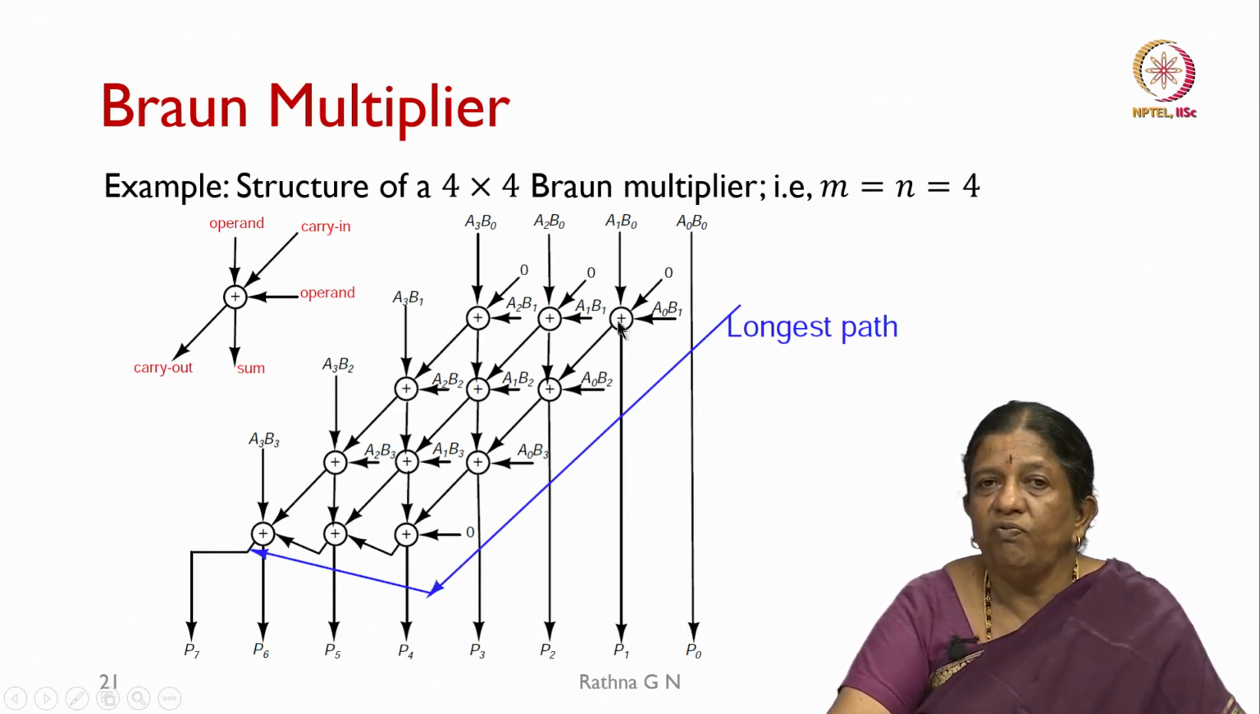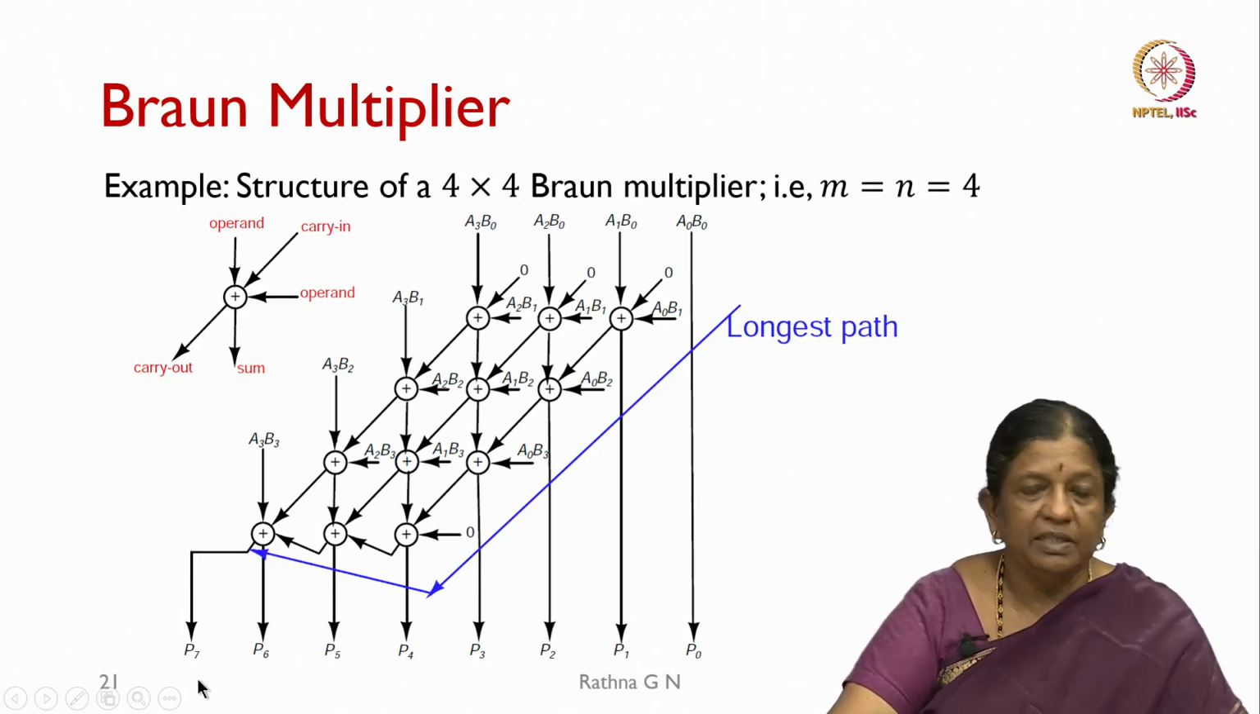After that, we do the addition, which follows with these numbers. The last stage in this multiplier is a ripple carry adder. That means this adder has to give its carry out to this one, and from here to here, and then from here the P7 bit is generated.